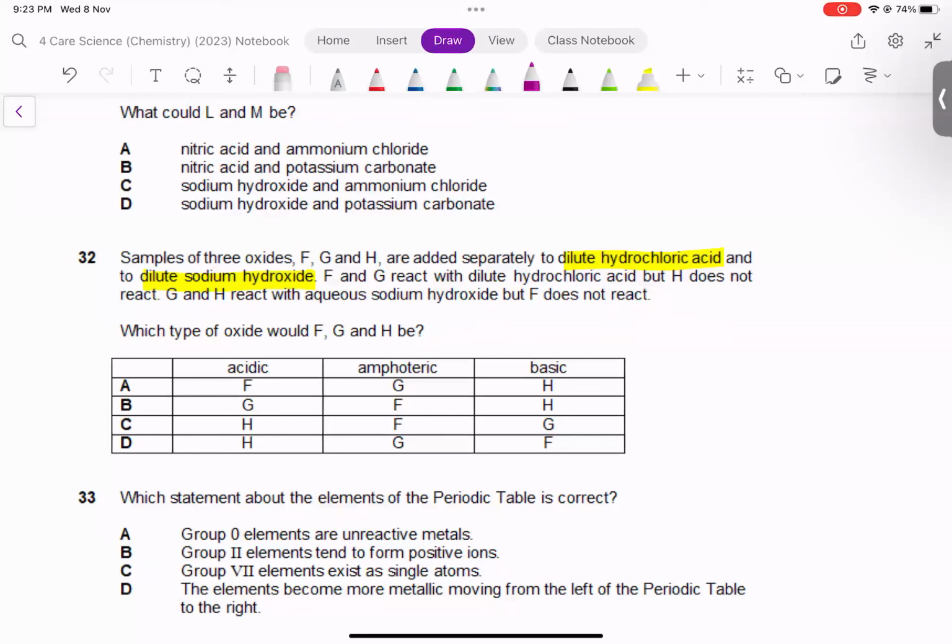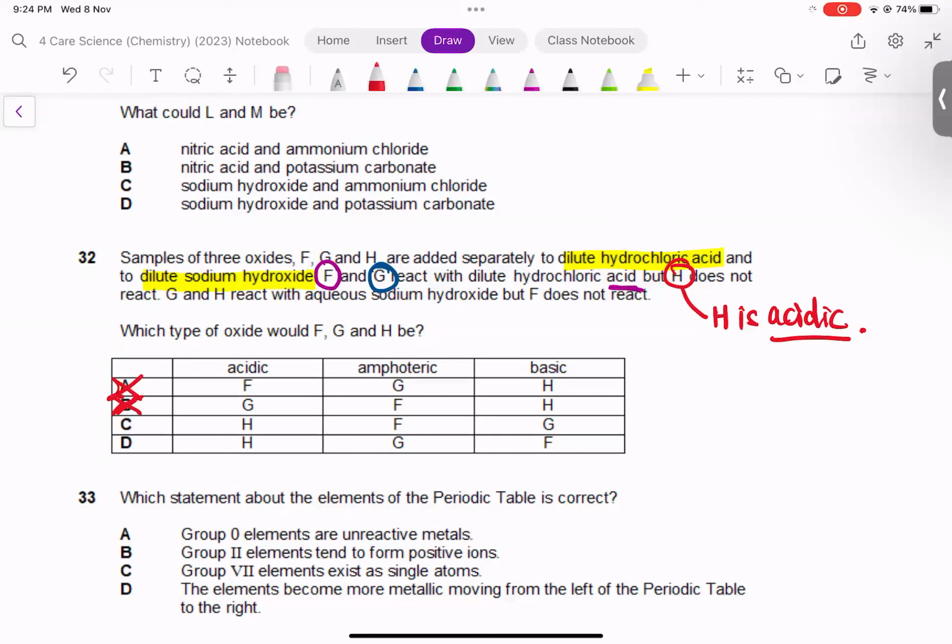Importantly, F reacts with acid. G also reacts with the acid. H doesn't react. If H doesn't react, H is basic. Oh, sorry, acidic. If it doesn't react with acid, this means that H itself must also be an acid. So A, wrong. B, wrong. So you're left with C and D only.